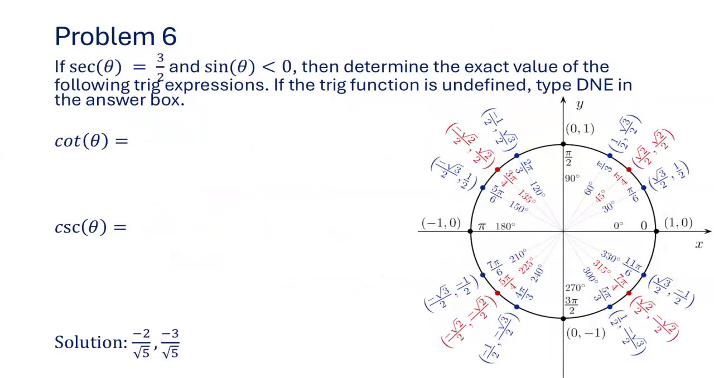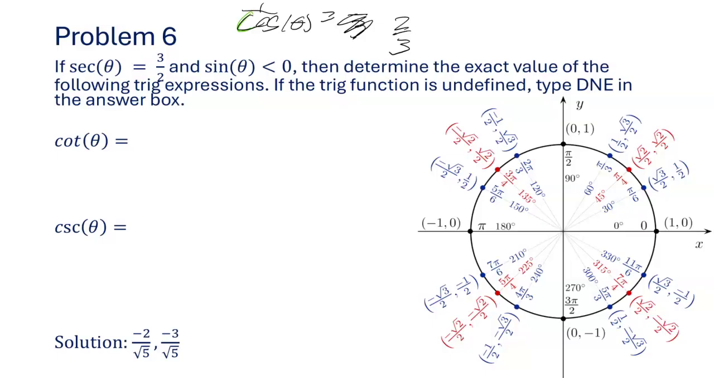So now we know the value of secant. Secant is just the reciprocal of cosine. So we know that 1 over the cosine of our theta is 3 over 2. So we can construct our triangle again.